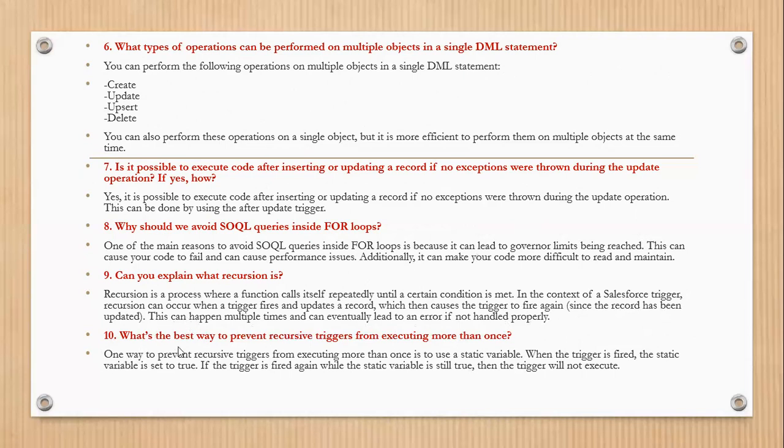Next question: what is the best way to prevent recursive triggers from executing more than once? One way to prevent recursive triggers from executing more than once is to use a static variable. When a trigger fires, the static variable is set to true. If the trigger fires again and the static variable is still true, then the trigger will not be executed. Next question.